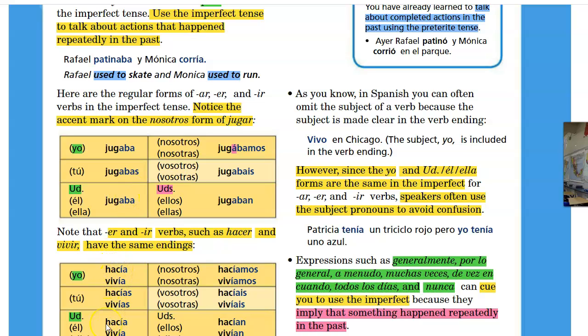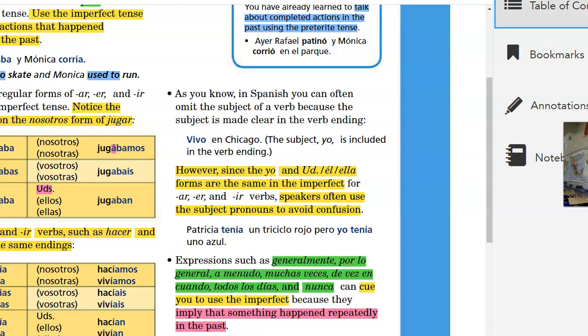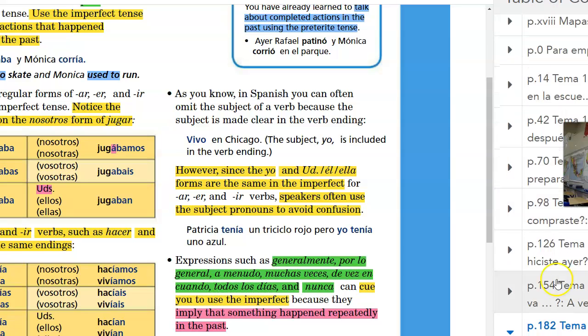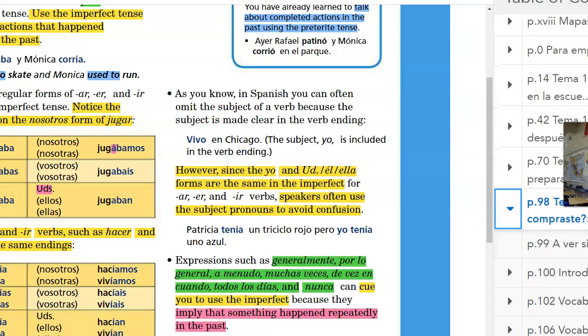Yo form and el, ella, usted form share the same endings. And for ER and IR verbs, accents above the I in all forms. And ER and IR verbs share the same endings as well. Talked about context clues for the imperfect, and then on page 111 for the preterite. But we're actually not going to get into that too much this chapter, or next chapter.